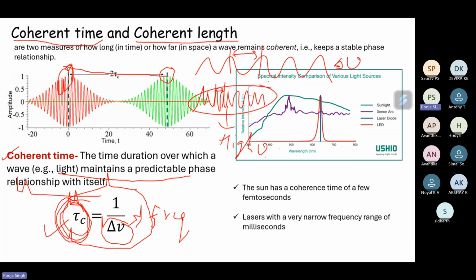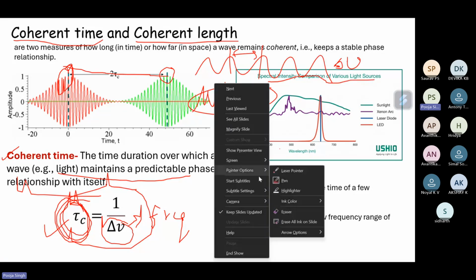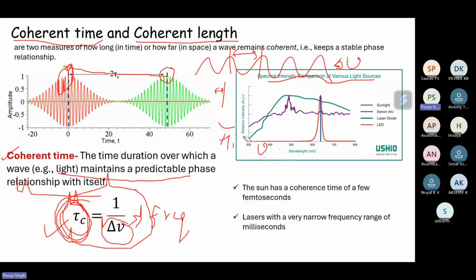From the spectral intensity comparison also you can understand this. This is the sunlight. I think I have to erase it. This one you are not able to see.